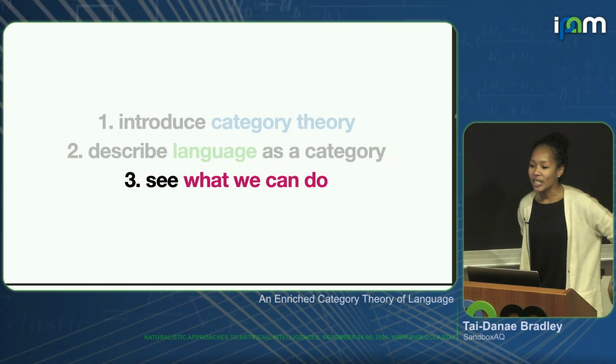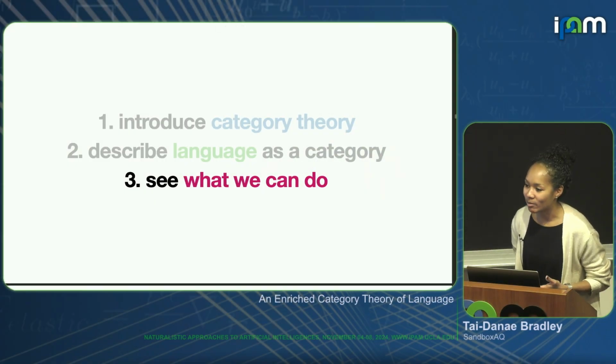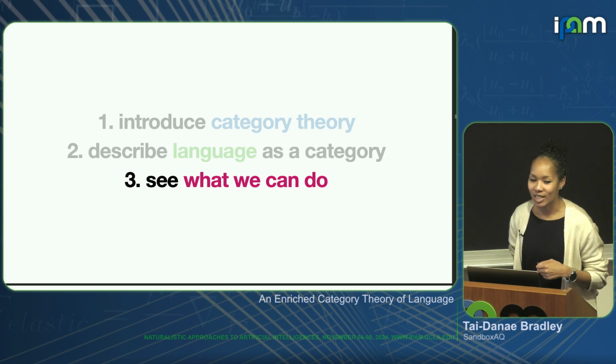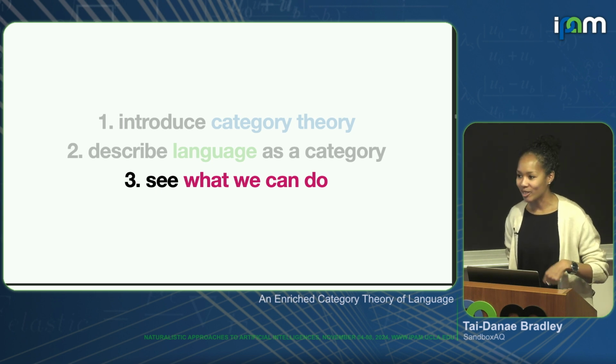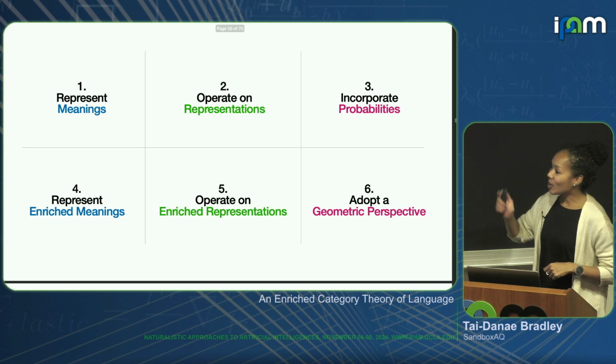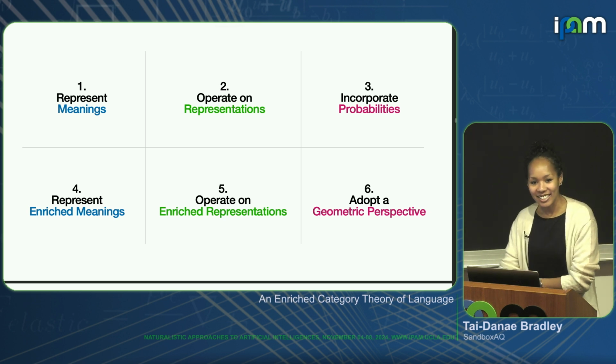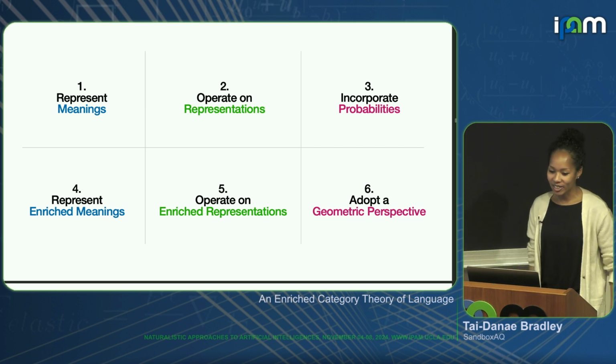Okay. So now I just want to see what we can do. It feels like we haven't done much, and we really haven't. But now we just want to turn the mathematical crank and see what we can get from this. So I want to share with you at least 6 things that we can do now that we have this perspective of language as a category.